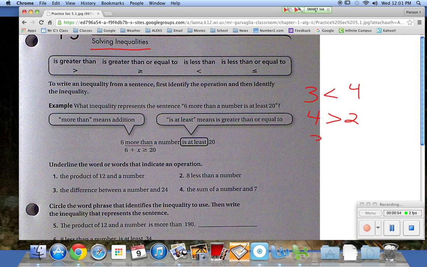Is this true? 3 is less than or equal to 4. Is it less than, or equal to? Yes, it's true. It's less than. Can I say 4 is greater than or equal to 2? Yes. It's not equal to, but it is greater than. Can I say 4 is less than or equal to 4? Yes, because it is equal to. You guys getting how this works?